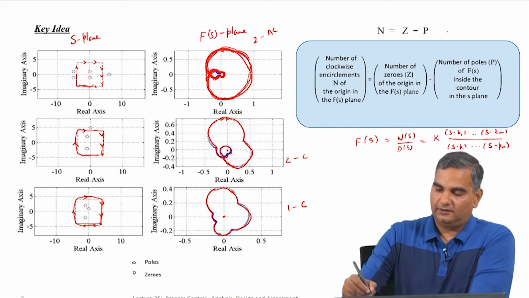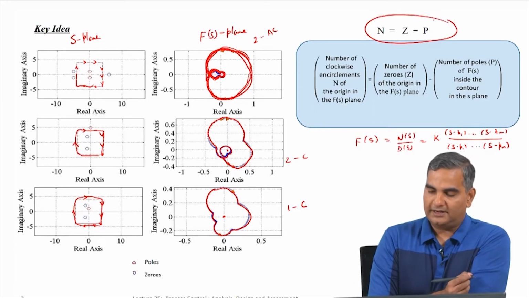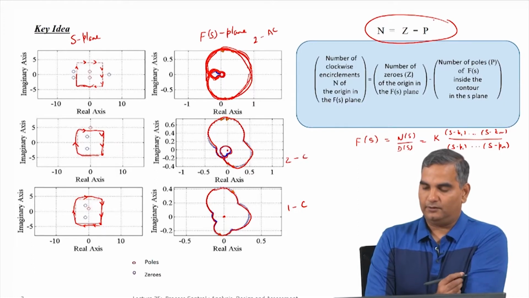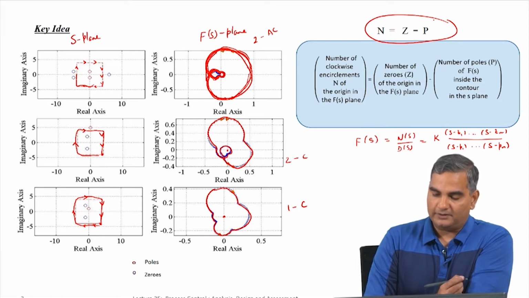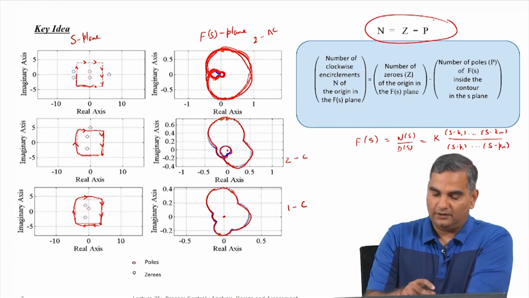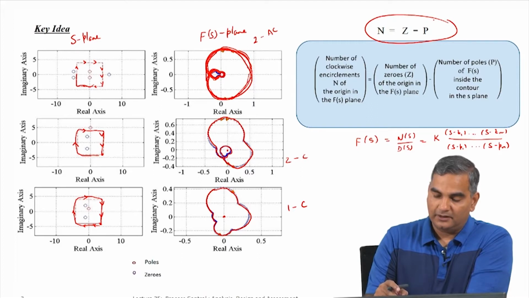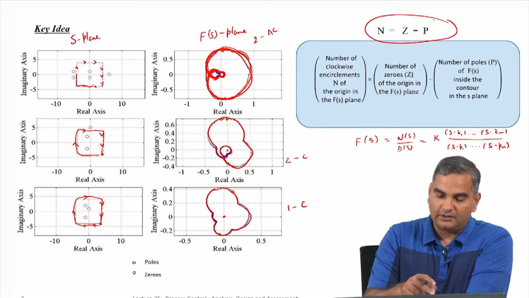So, this is the simple mathematical statement n equal to z minus p. Okay. So, let us expand on each of this. N is the number of clockwise encirclements of the origin in the f of s plane. So, that is what we actually find ultimately. So, in this case n is minus 2, because the number of clockwise encirclements in this case would be minus 2, because I have 2 encirclements in anti-clockwise direction.